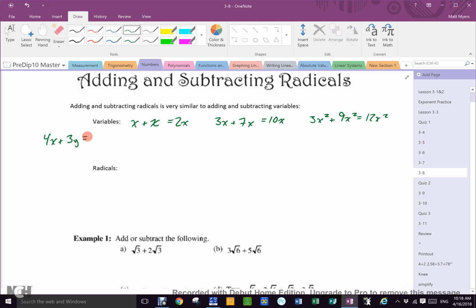I have 4x plus 3y because there's nothing I can do there. Why? What's the rule? Pardon me, Veronica? The variables are different. We can only add variables when they are the same letter and the same what? Value of a term.